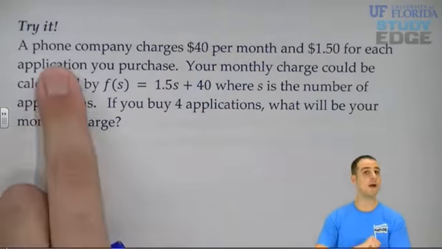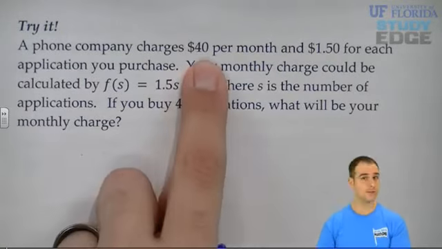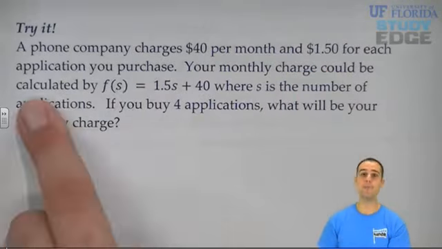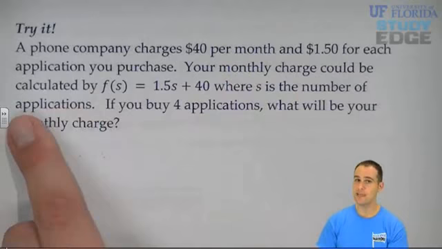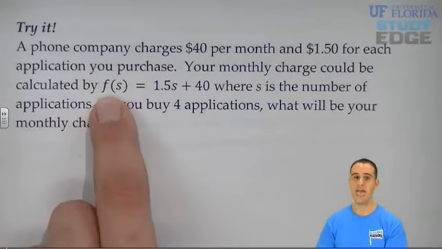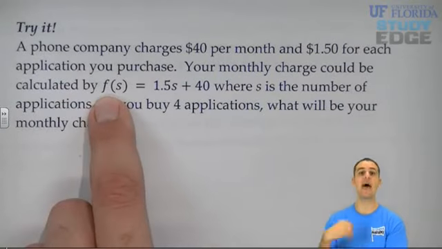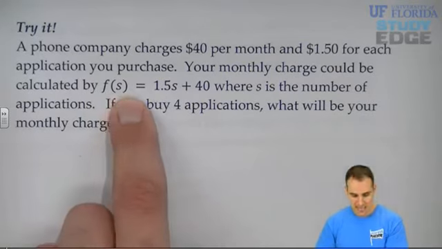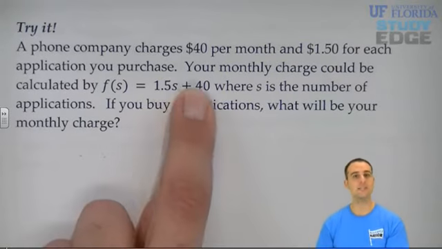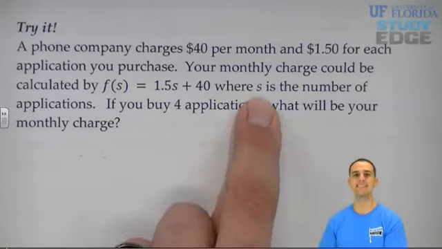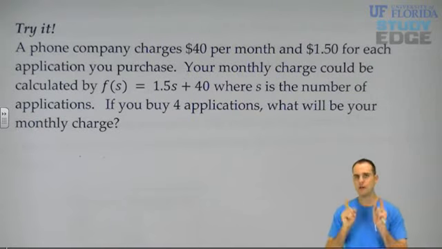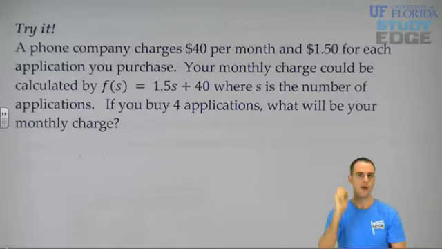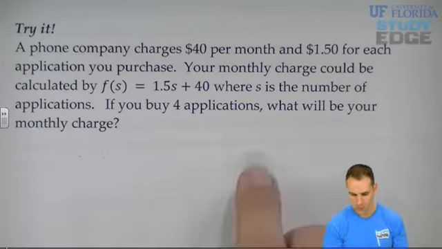A phone company charges $40 per month and $1.50 for each application you purchase. Your monthly charge could be calculated by the following equation. F of s, this is f as a function of s, equals 1.5s plus 40, where s is the number of applications. They gave you the equation. Yes. But how did they come up with it?